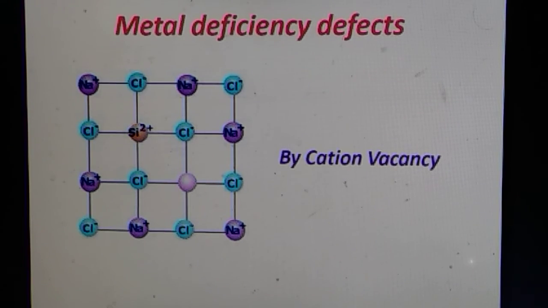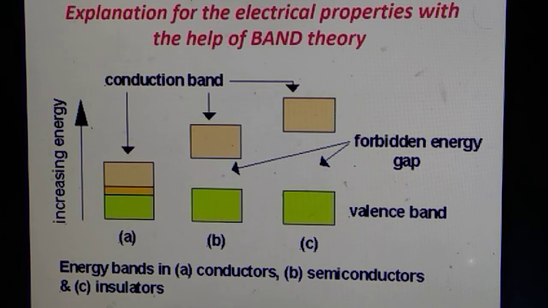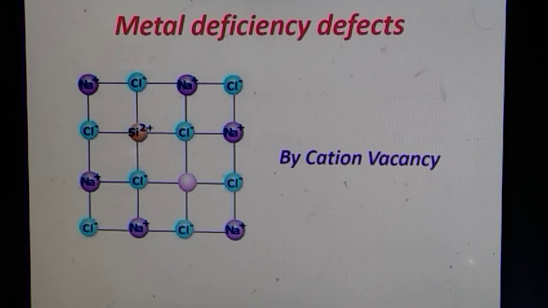So, metal deficiency defect and metal excess defect. Students, next day we will discuss the question answers of the chapter. Today up to this.